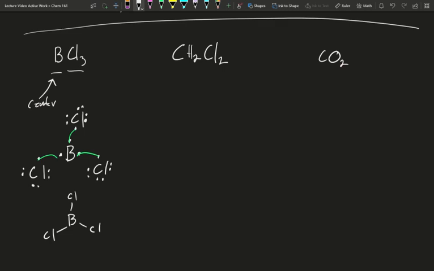Now this one is an oddity. We haven't talked about the octet rule yet, but boron only has 6 electrons around it. You'll notice everything else always has 8, except hydrogen.